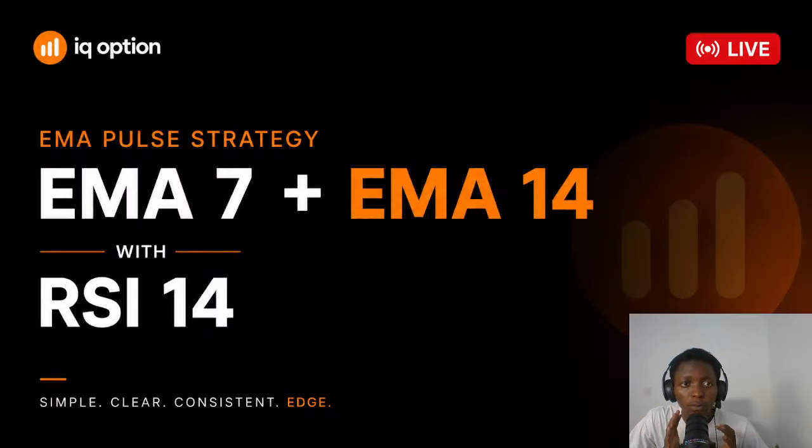Now just to move forward, the next indicator, as you can see, is the RSI 14. These are the indicators that we're going to be using, but we will be using what we call EMA. EMA stands for exponential moving average, right? I'm going to open the next slide so that you guys can see.